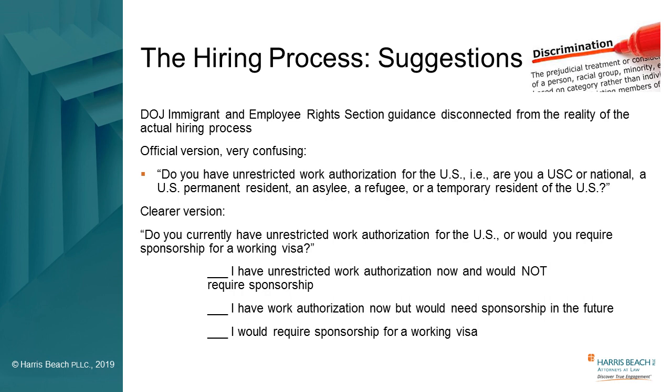So the Department of Justice suggests certain language and questions to ask, and one of the questions they developed early on was, do you have unrestricted work authorization for the U.S., i.e., are you a U.S. citizen or national, a U.S. permanent resident, an asylee, a refugee, or a temporary resident of the U.S.? Well, this is super confusing. And a lot of times the workers aren't going to understand what you're talking about if you ask that question. So we always recommend a much clearer and more condensed version, which basically gives you the same information.